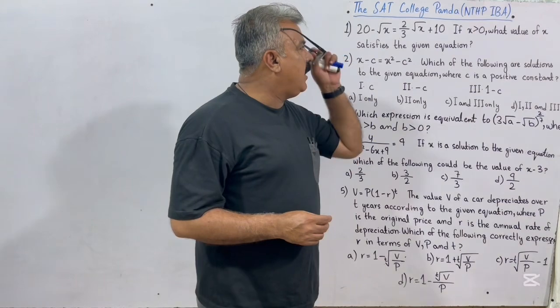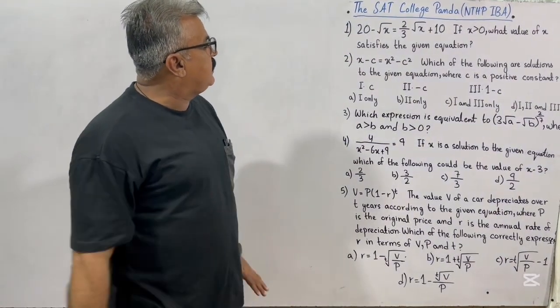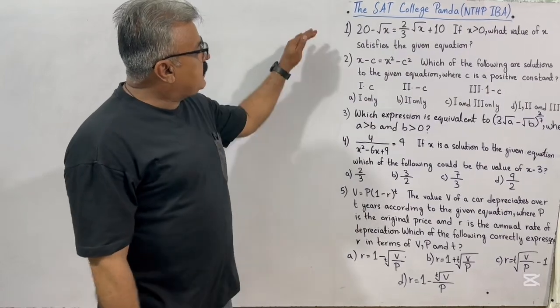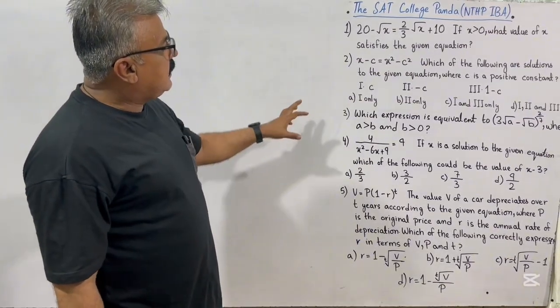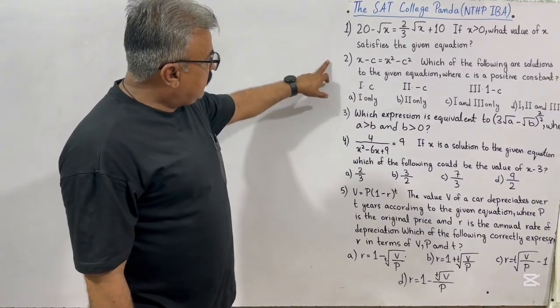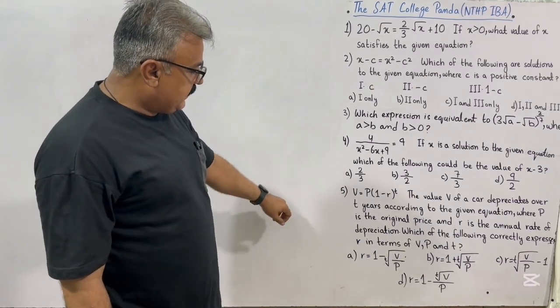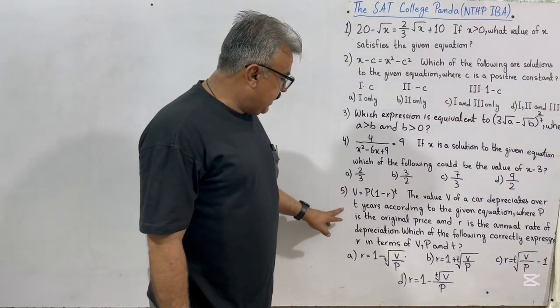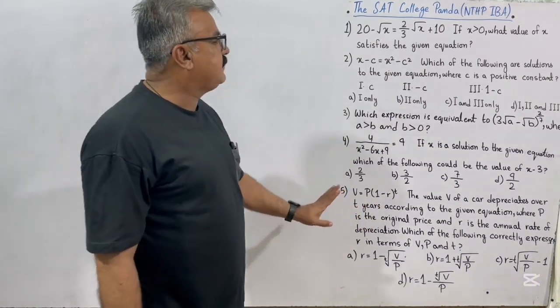The set aptitude type questions and NTHP IBA preparation. I have selected some questions. Mostly they are SIR type equations, difference of two square situation, completing a square, and how to make any variable subject from the given equation.